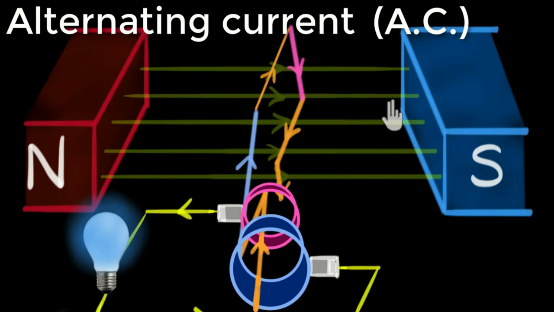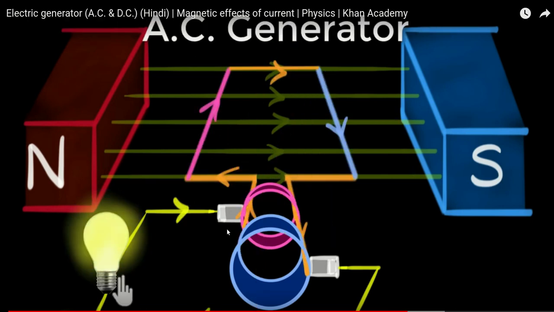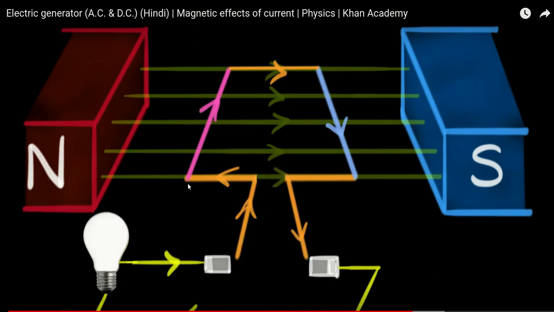Fine. Now what if we didn't want to change this direction of the current? What if we always wanted the current to be in one direction? By the way, whatever generates alternating current is called an AC generator, because it is creating alternating current, where the direction of the current keeps changing, correct? Now what if we didn't want to change the direction of the current? We always want the current to flow from right to left.